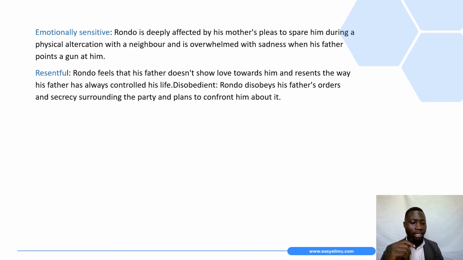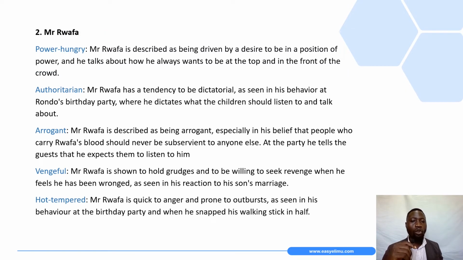So on to the next character. Allow me to look at Mr. Ruafa. So remember, Mr. Ruafa is an ex-minister and also a liberation war veteran. So he's also a villain in the story, and we are also told that he is ruthless, intolerant, and influential, as he is one who cannot forgive anybody.